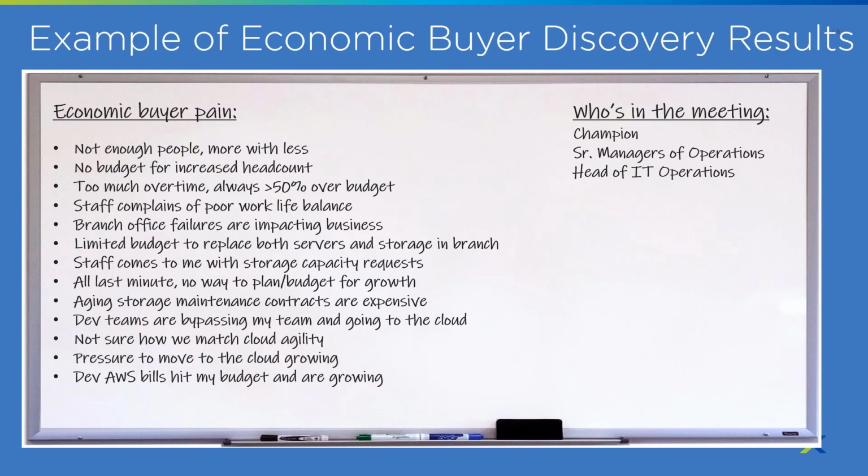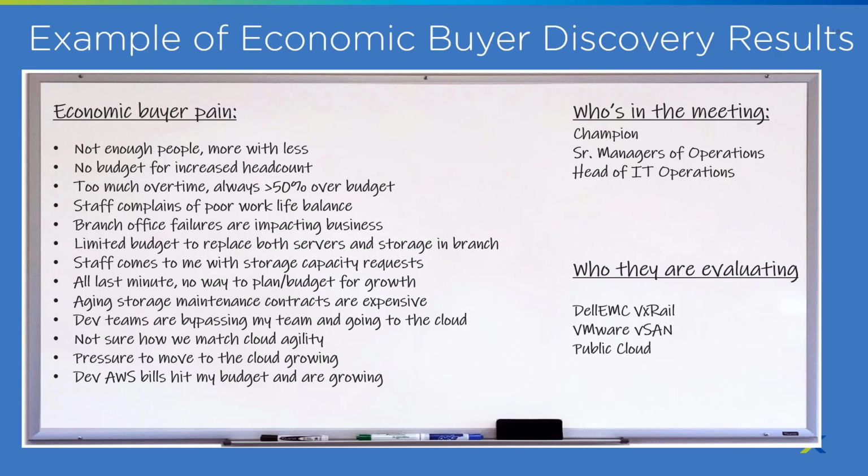From the developer perspective, those developer teams are bypassing his team. They're going directly to the cloud. They have no idea how they're going to match the cloud agility and actually give the developers what they want. The pressure from upper levels of the organization and from business units to move to the cloud is growing. And now, because all of those different developers are going to, say, AWS, the bills they're incurring by going to the cloud are rolling up and hitting the IT cost center. That further contributes to budget issues, taking away money they desperately need to replace that aging infrastructure.